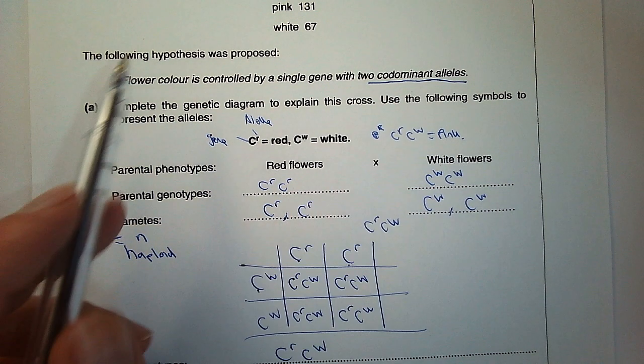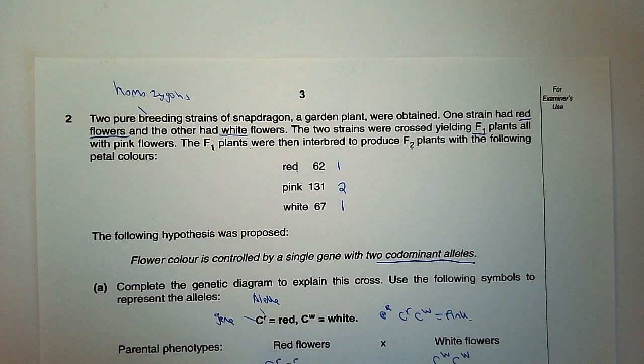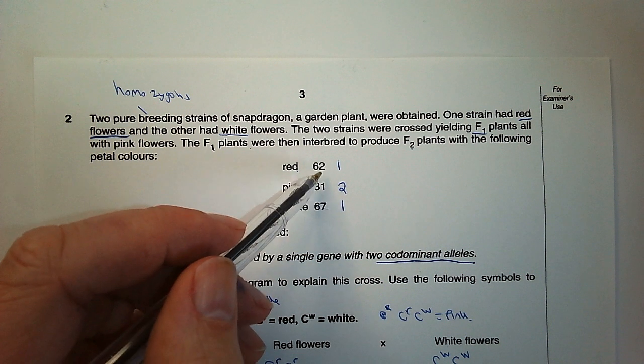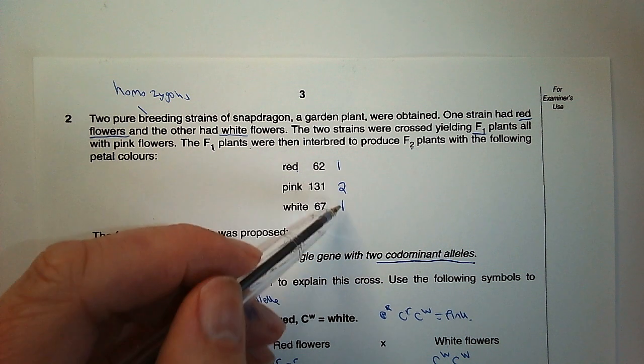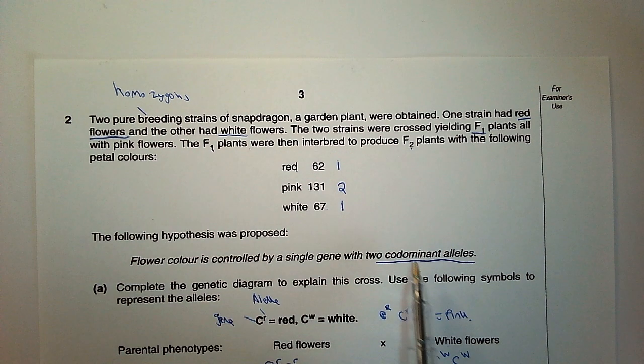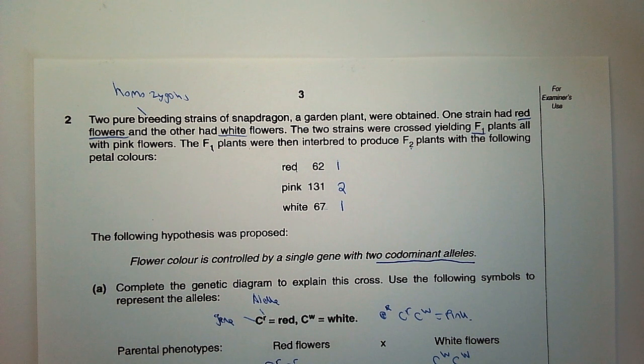Use the following symbols to represent the alleles. Alright, so we ended up with a 1 to 2 to 1 ratio, and the numbers they found during the experiment was 62 to 131 to 67, which is a very close ratio to what we found here. Therefore, we can probably say that this hypothesis is correct, but we would have to do some sort of statistical analysis like a chi-squared to confirm that this hypothesis is true.